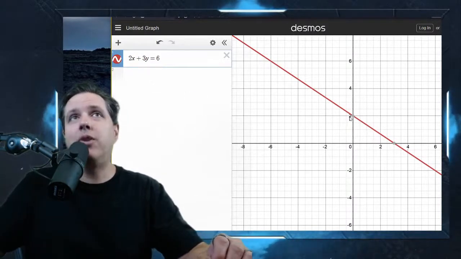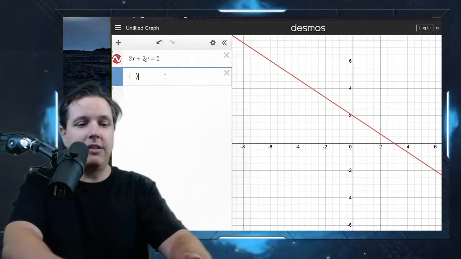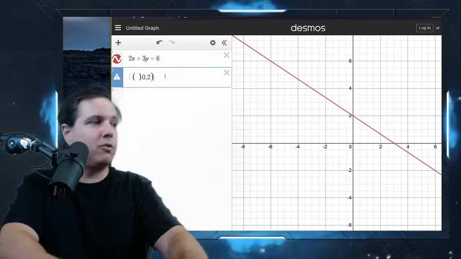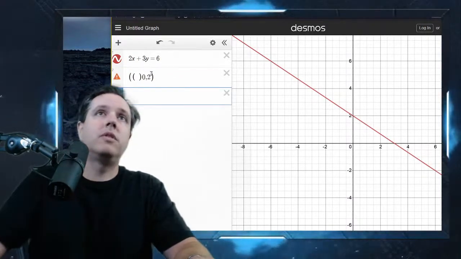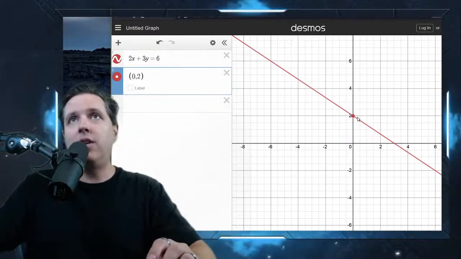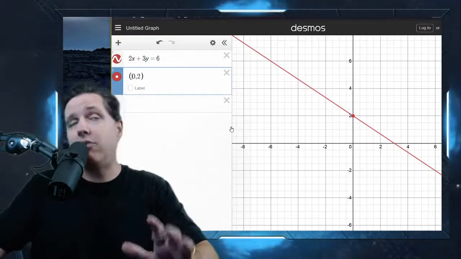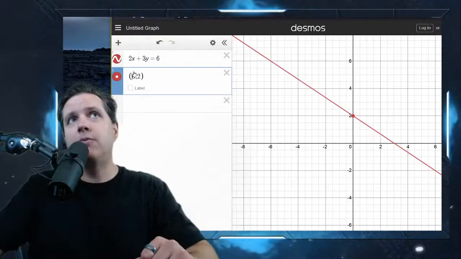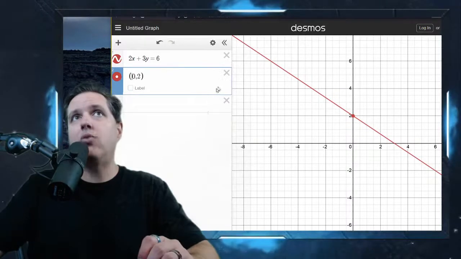So like, let's take a point here. How about 0, 2? Okay, so that's the point we're talking about, 0, 2. Oops. There we go. See how that's a point on the line? Also, if I plug in 0 for X and 2 for Y, I get 6 equals 6. Yeah, that works. Okay. Just remember, the first component's always X. Second component is always Y.